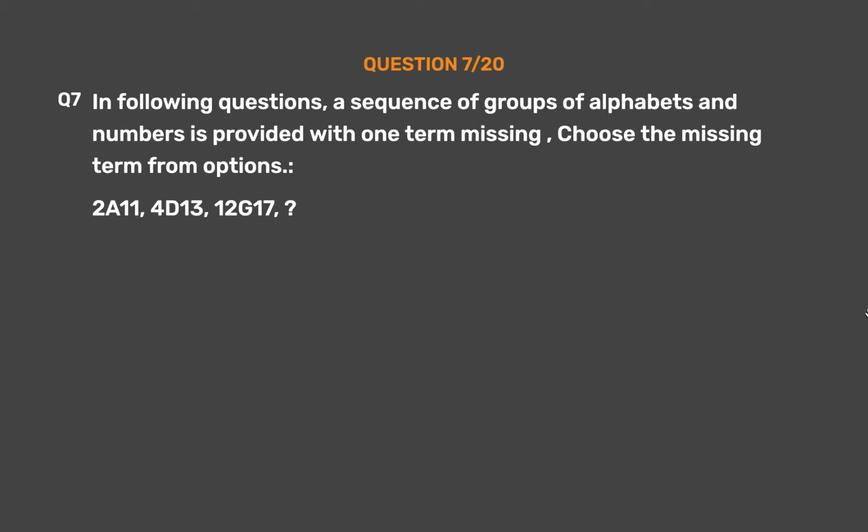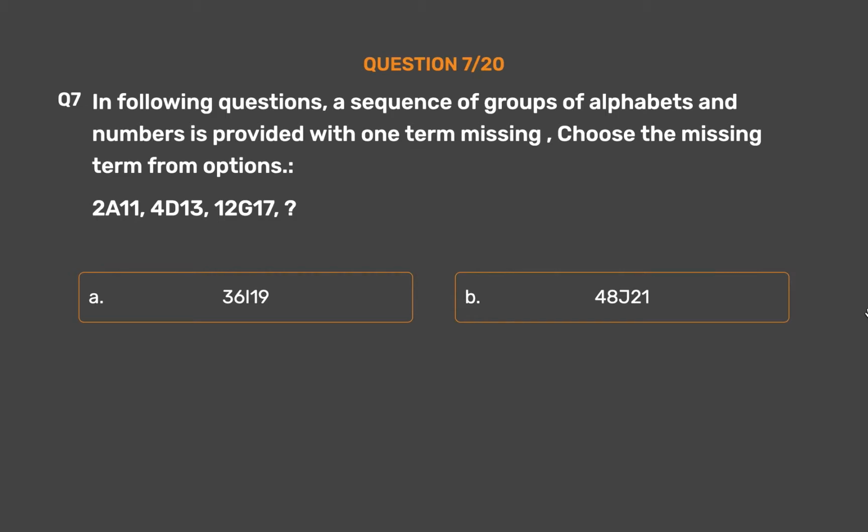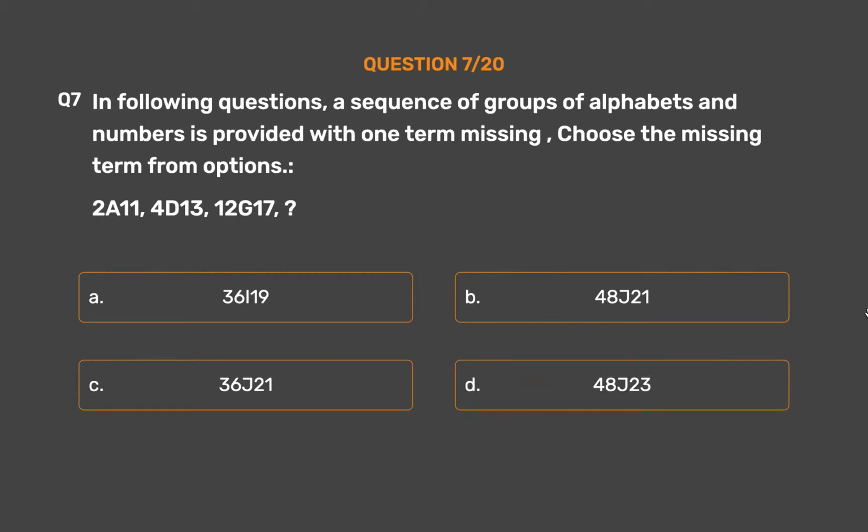2A11, 4D13, 12G17. Option A, 36I19. Option B, 48J21. Option C, 36J21. Option D, 48J23.